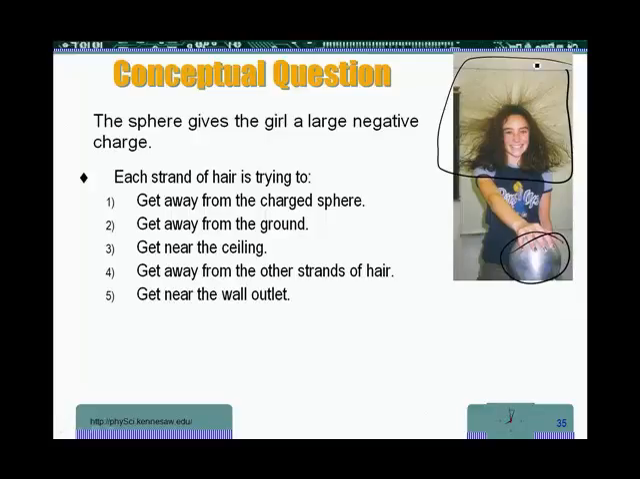What is it trying to do? Why is it moving apart? Now we know the sphere, in this particular case, they tell us it is giving the girl a large negative charge. So what's happening here? Each strand of hair is going to gain a negative charge. Think of it like the vanes of the electroscope. What happens to the vanes of an electroscope when they both get the same charge? They move away from each other, like you see the strands of hair here. That's what's happening.